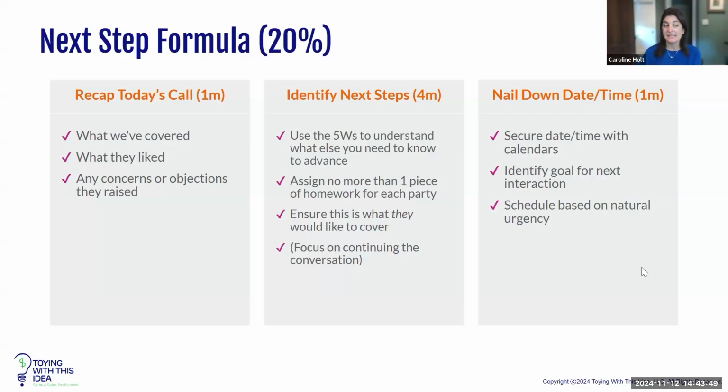And then nail down the date and time, securing calendars, pulling up the calendars at the same time, having an aligned goal for what will happen next. And have that somewhat follow their natural urgency, right? If they want to see new information, if they have an upcoming budgeting call or conversation, you might say, hey, we're talking today, we can talk again later this afternoon or tomorrow. Or it could be that it's in a week, a month, etc.